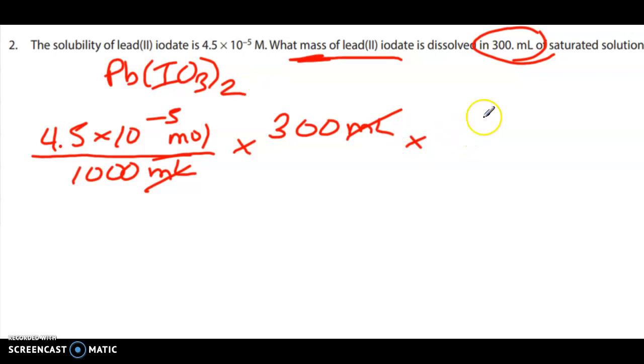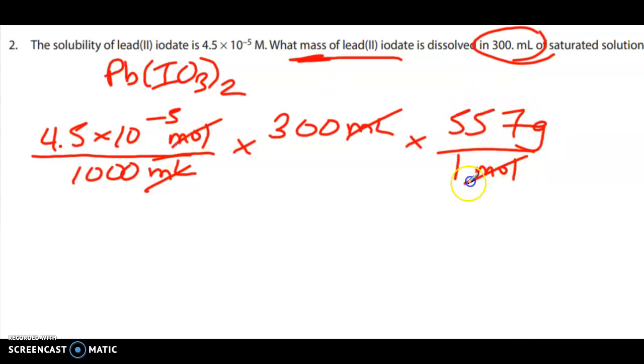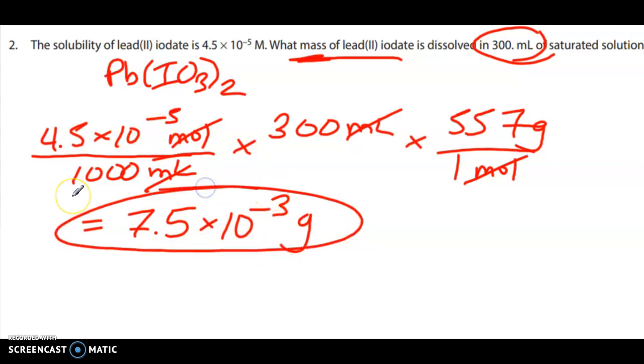And we want the gram value. So we're going to again look at molar mass. So for every 1 mole, we have 557 grams. So that gives us 7.51, which will go to 7.5 times 10 to the negative 3 grams. So again, if you want to do this in several steps, you can. If you wanted to put the liters there and then convert it after, that's not a problem. So we're taking a look here at all in one step.